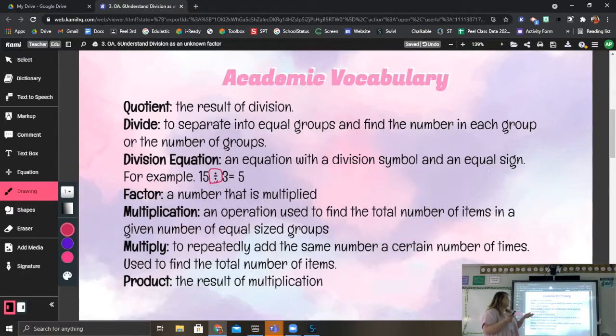Multiplication. An operation used to find the total number of items in a given number of equal sized groups. The symbol for multiplication that we use in third grade looks like a simple letter X. And last but not least, product. This is the result of multiplication or the answer to a multiplication problem.